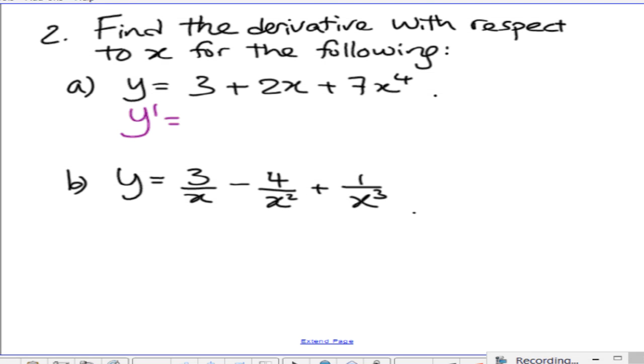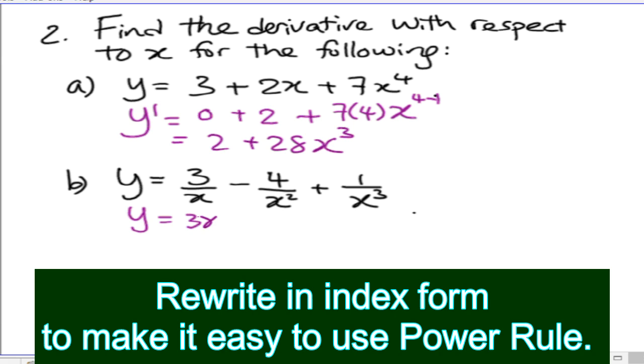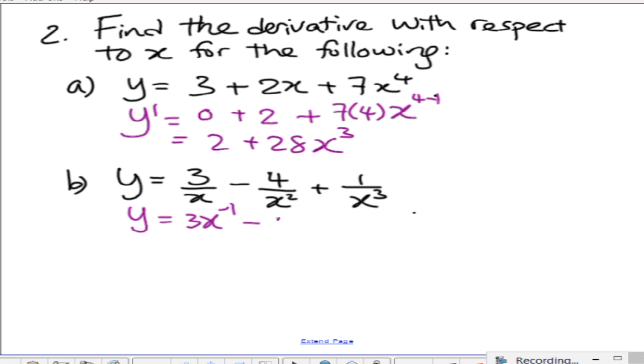Now y dash: the derivative of 3 is 0, the derivative of 2x is 2. The derivative of 7x to the power of 4 is 7 times, the power comes down to become part of the coefficient, and x to the power of 4 minus 1. So the answer to this is 2 plus 28x cubed. Next, y equals 3 x to the power of negative 1 minus 4 x to the power of negative 2 plus x to the power of negative 3.